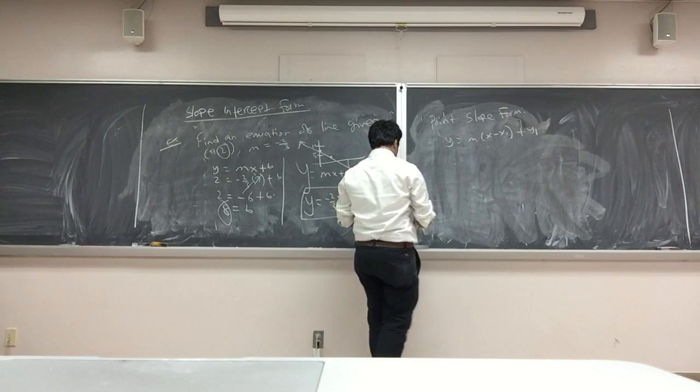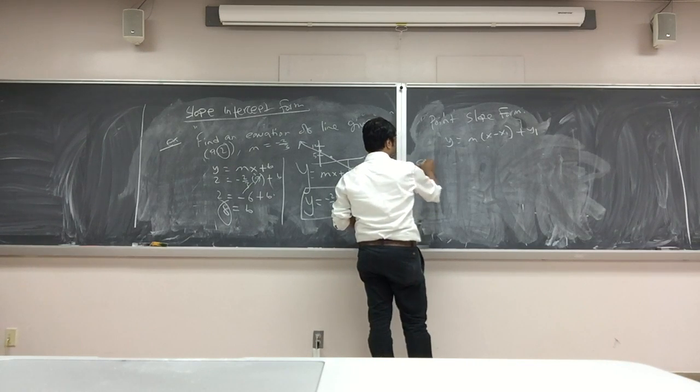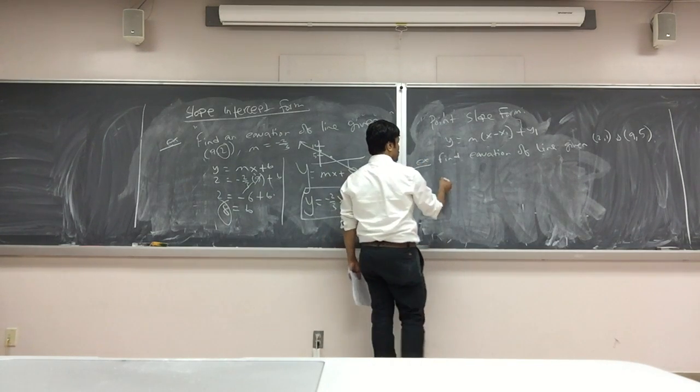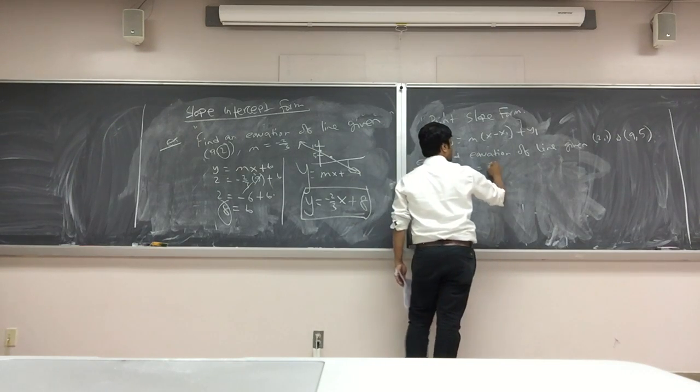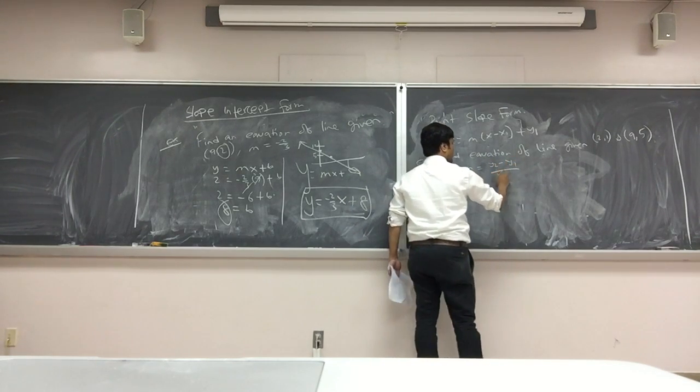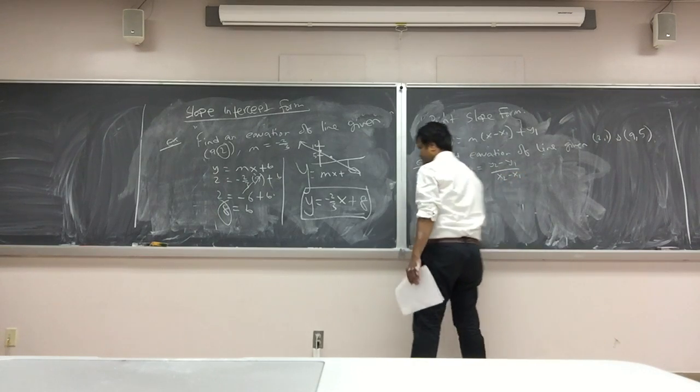So let's solve this example problem. Okay, so we're just gonna do step 1, and that is y2 minus y1, over x2 minus x1.